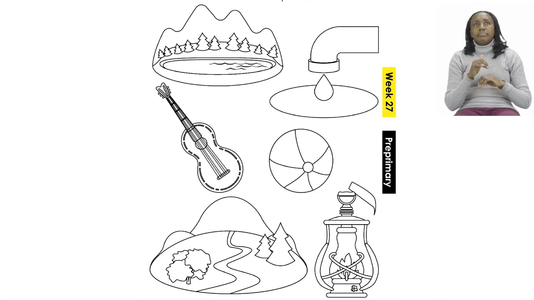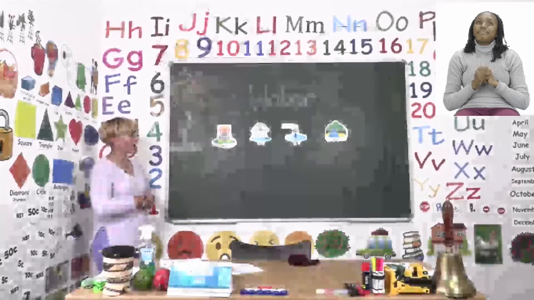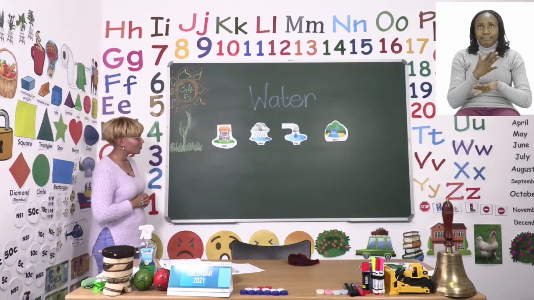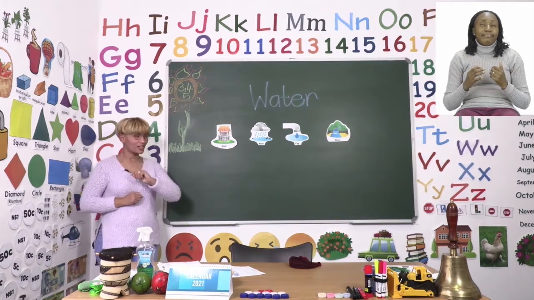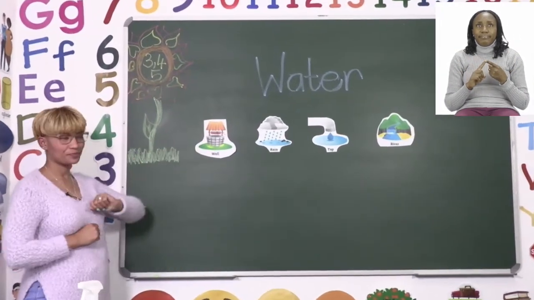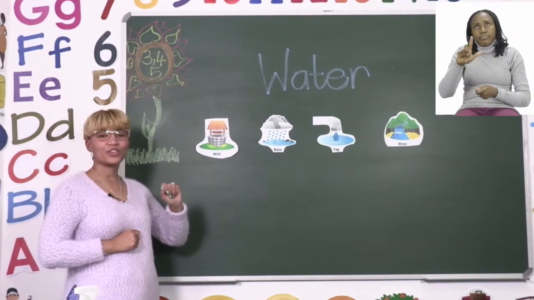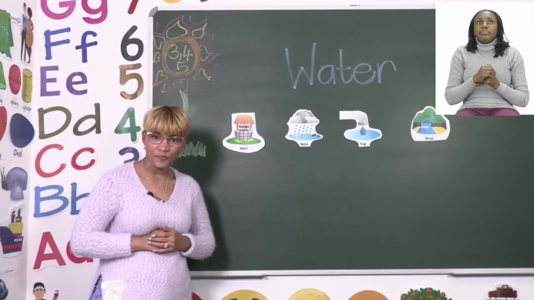And once you have found all those places, you have to go ahead and color them. And then afterwards, you can discuss it or talk about these sources with a parent or your teacher. Now on the board, I have put some examples of water sources up for you. The first picture is a picture of a well. A well is a place that you can get water from.